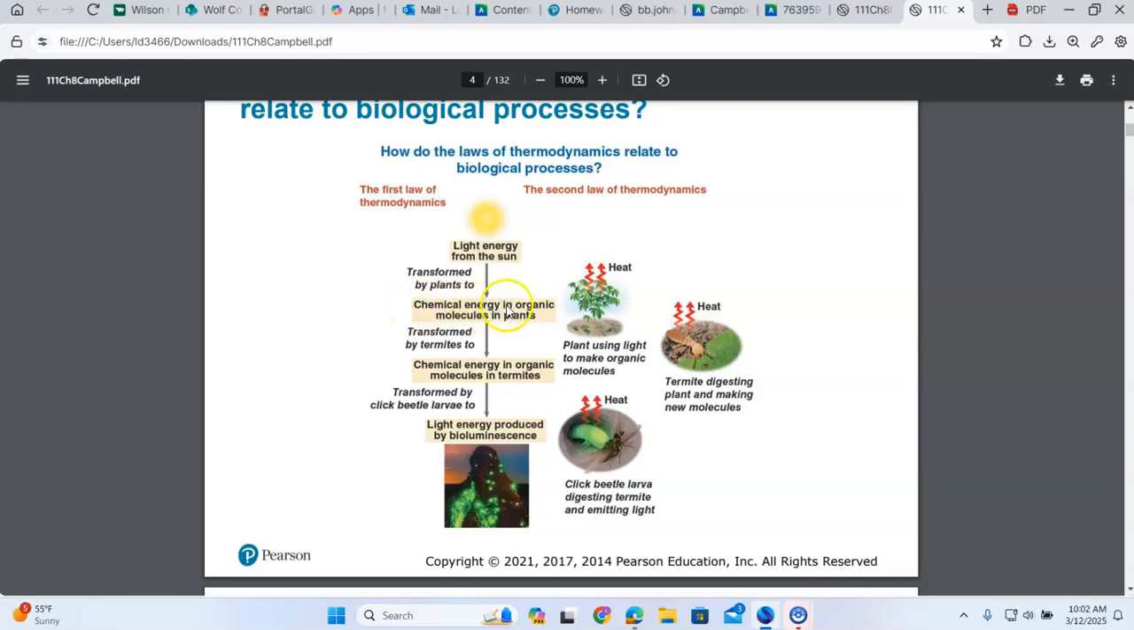Those molecules are used to convert carbon dioxide into organic molecules, or food for the plant, in the form of sugar. That food in the form of sugar or other carbohydrates is what is meant here by chemical energy. The chemical energy in organic molecules is used to produce energy by the termites and all other living things.